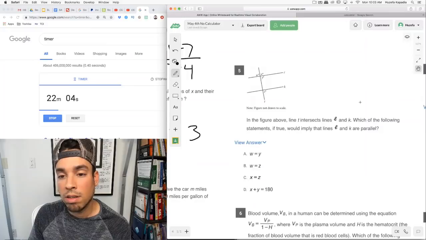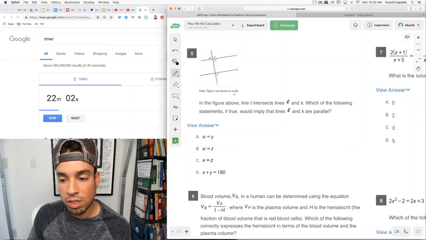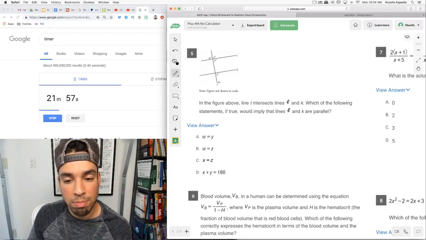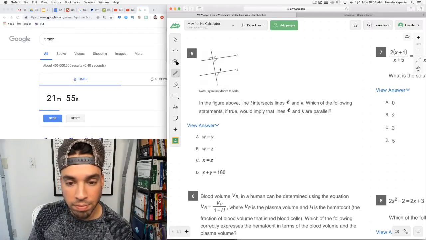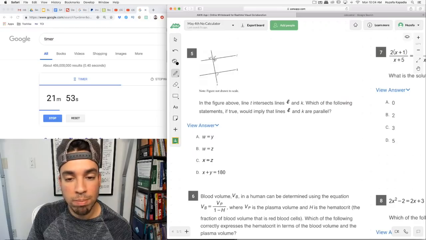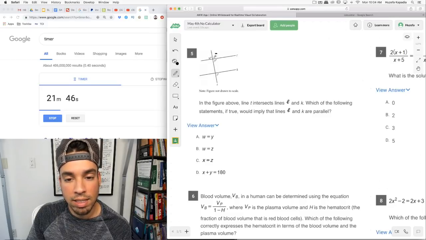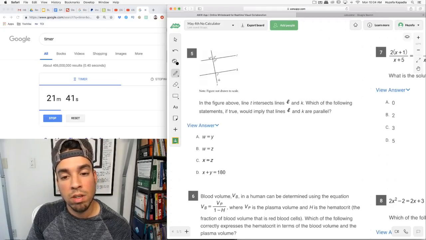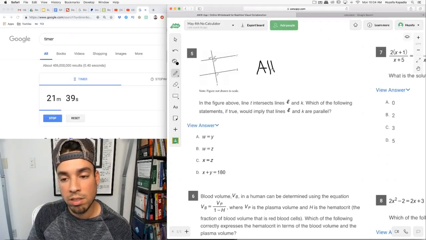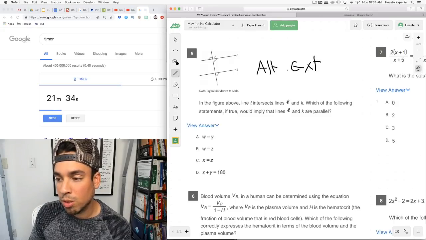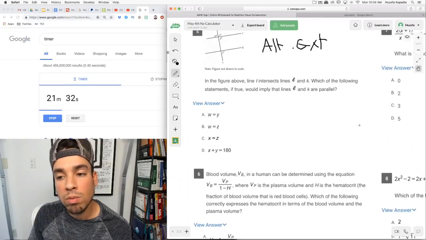All right. Next, in the figure above, T intersects lines L and K. Which of the following statements, if true, would imply that lines L and K are parallel? Okay, what would imply that is if W and Z are equal, or X and Z are equal, because W and Z would be alternate exterior angles, or Z and Y would be corresponding. So Z and Y, hold on.